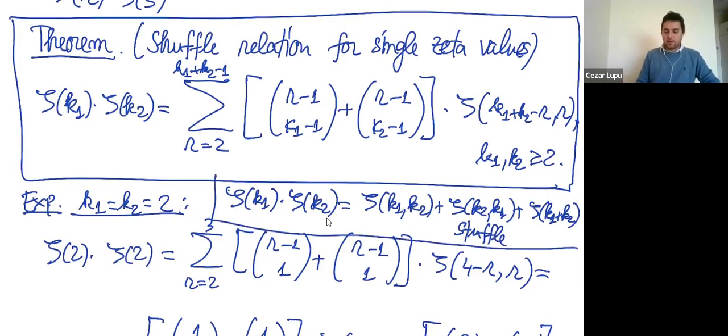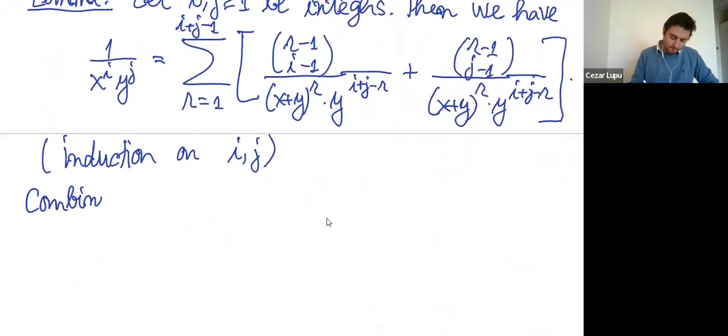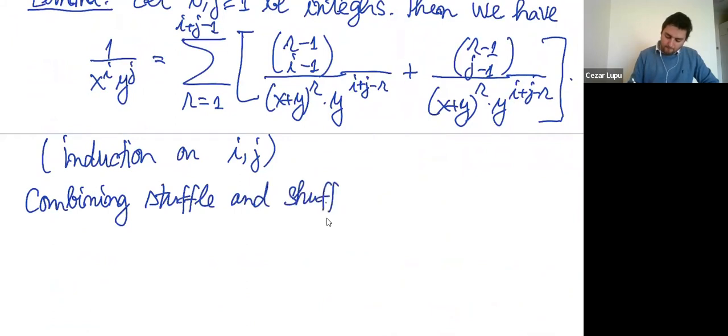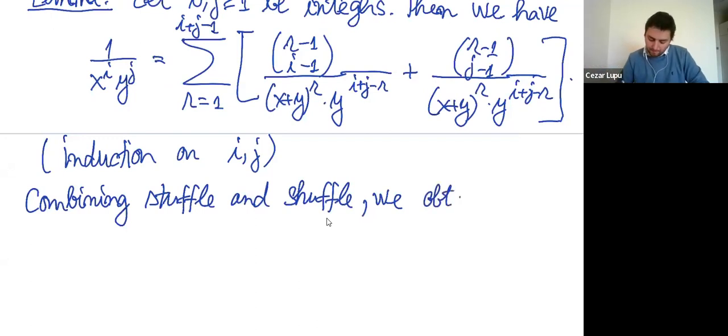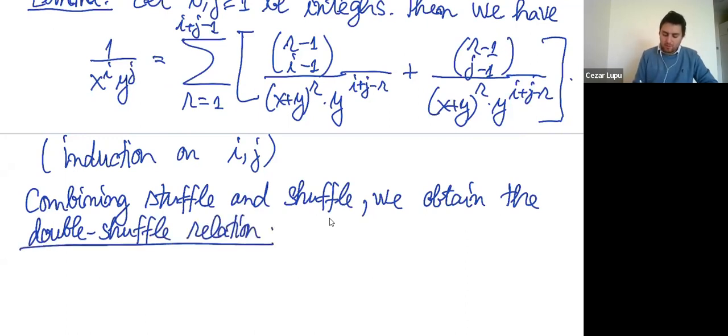And you can combine the two, right? And if we combine these two, so let me write, combining the stuffle and shuffle, we obtain what we call the double shuffle relation. Double shuffle relation. And of course, which is given by the following.